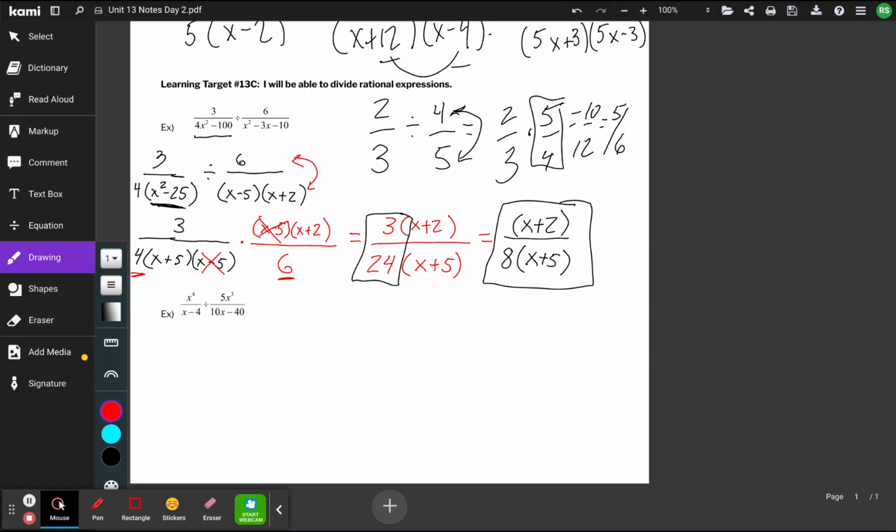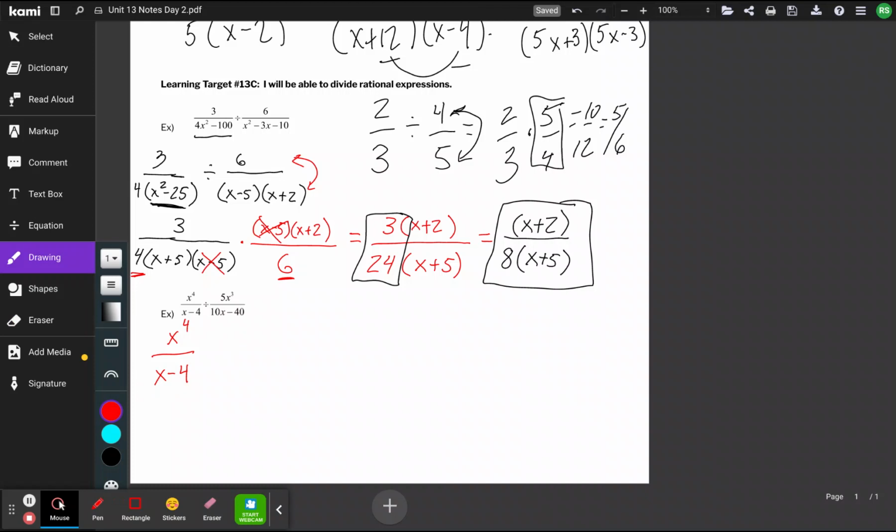All right, let's take a look at our final example for today. In the first expression, we have x to the 4th over x minus 4. There's nothing to factor there. I do have an x in the numerator and an x in the denominator, but we can't cancel out an x when there's subtraction. It only works through multiplication. So we're going to leave everything the way it is.